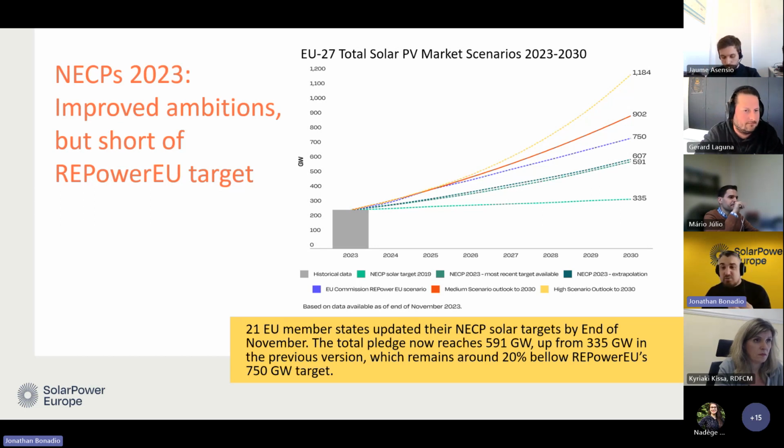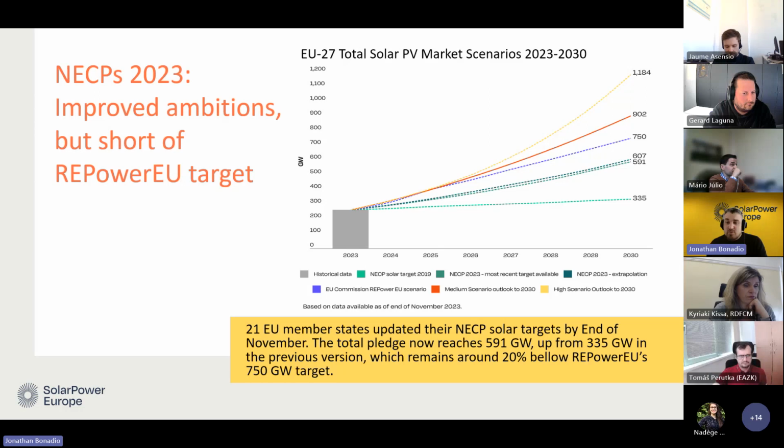But what we see actually in Europe is that most member states, they have revised their targets upwards, their national energy and climate plans, but they are still falling short of these targets, because we have around 600 gigawatt total capacity installed when we sum up the NECPs, the National Energy and Climate Plans, which still remains below the target. So here we have a gap, and this gap we have to fill in via updating the National Energy and Climate Plans, but also via pushing for more enabling measures such as grid and permitting for solar power.